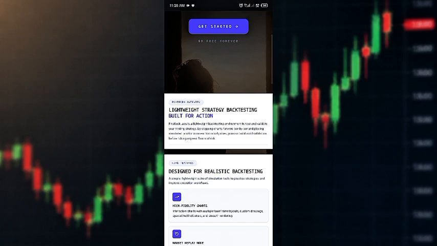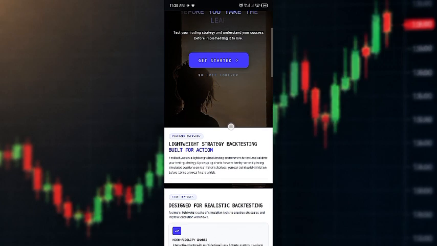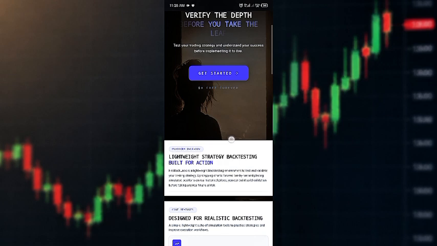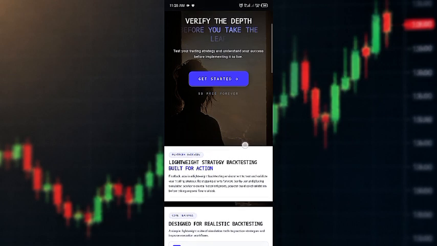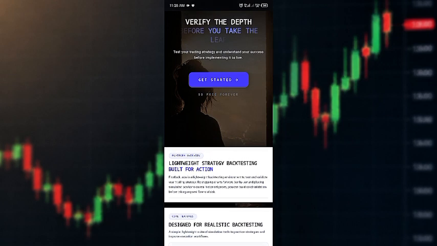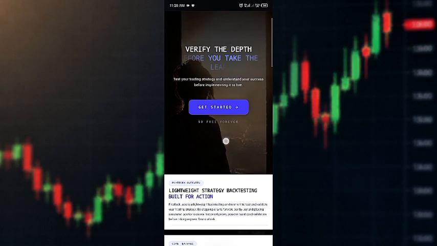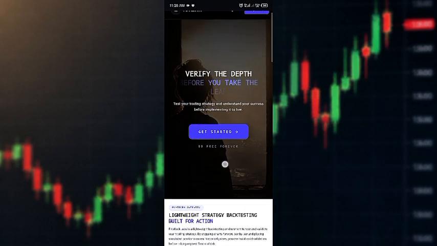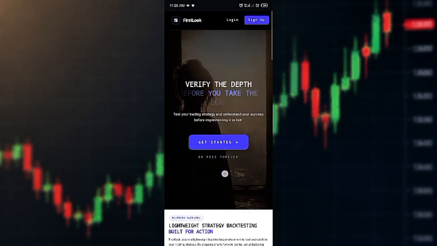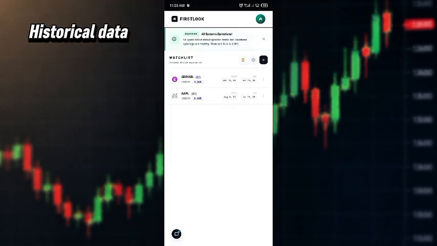Backtesting allows you to test a trading strategy using historical market data before risking real capital. And today, I'll show you the features you should look for in a backtesting platform and how a proper backtesting workflow actually works. The first feature every backtesting platform needs is high-quality historical market data.